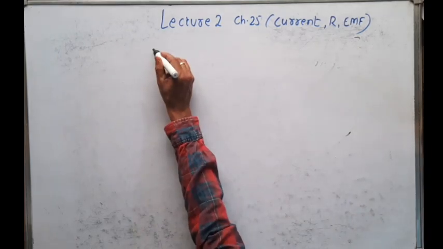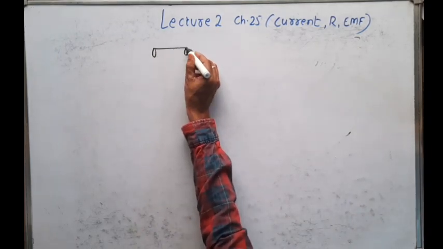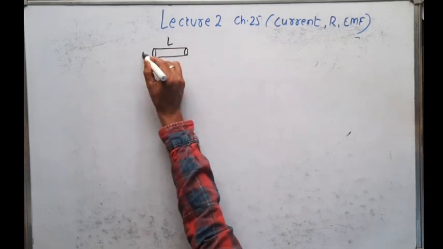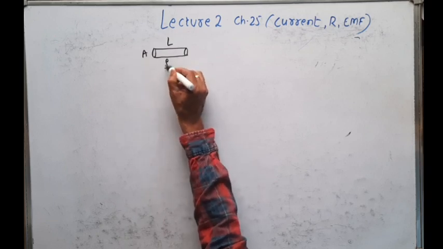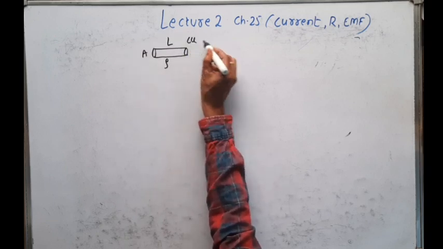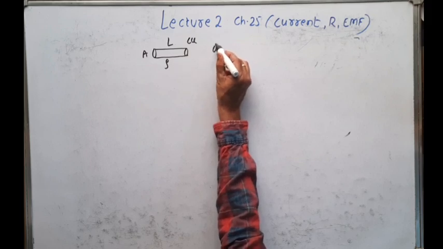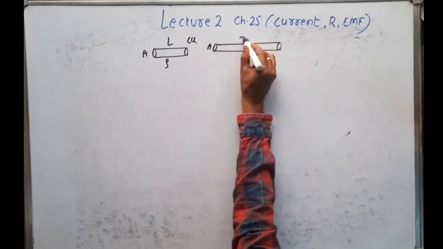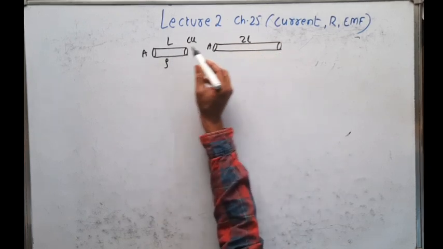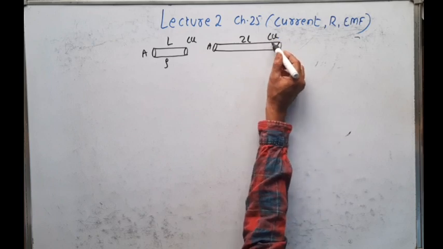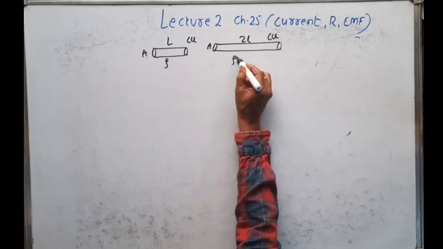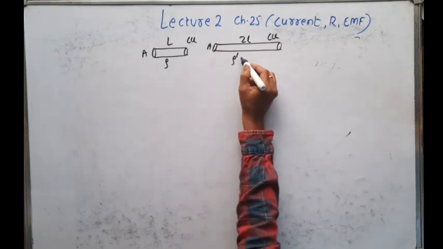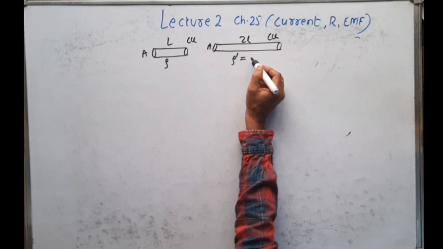Now, see, suppose this is a conductor whose length is L, area of cross section is A. Here resistivity is rho. Suppose this is copper. Now you take the same area of cross section but take double the length as compared to this. But this is also the same copper material. Here I want to find what is the resistivity of this material. So, can anybody answer?